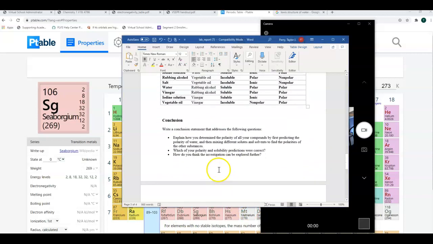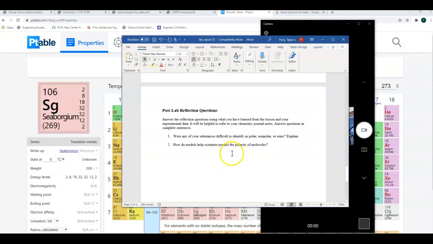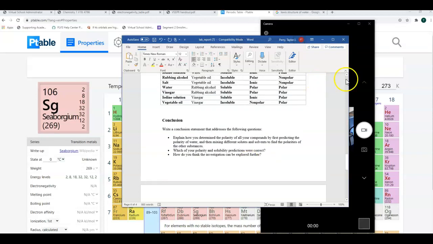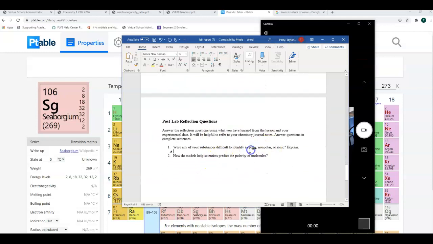Okay, I think that for conclusions, you can figure that out on your own. That's pretty easy. I will say for the post-lab reflections right here where it says, were any of your substances difficult to identify as polar or nonpolar ionic? I mean, I'm the one that identified them all for you. So what I would do for you is I would put no.